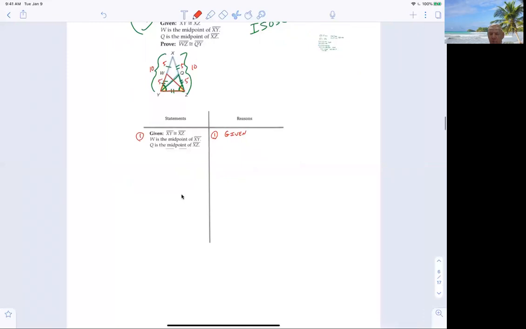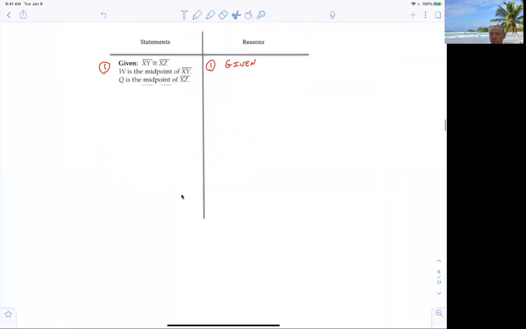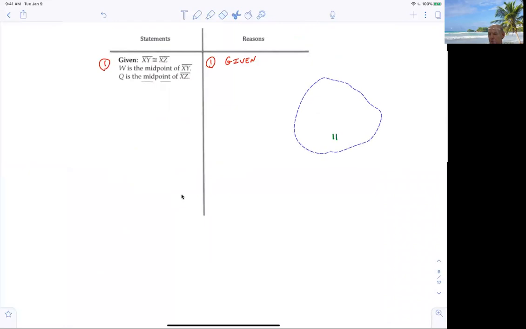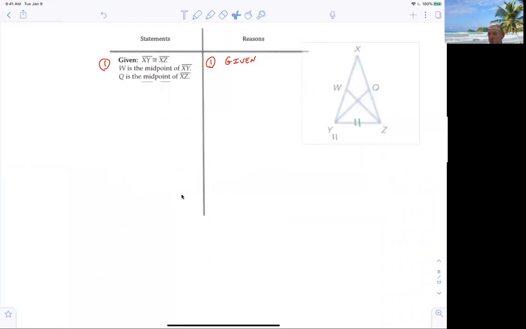All right, step number 2 now, and I really don't like this picture, so I'm going to copy this picture and move it over because I want to blow up the proof. I'm going to copy this right here and paste it over here so I can look at it better.